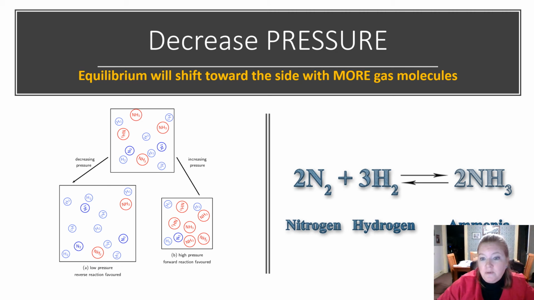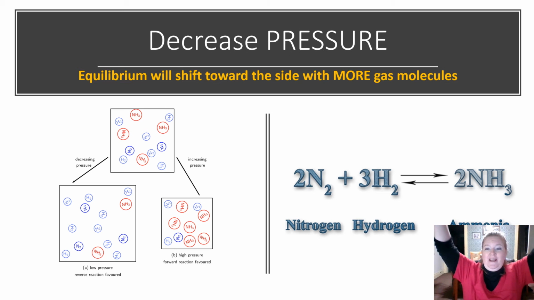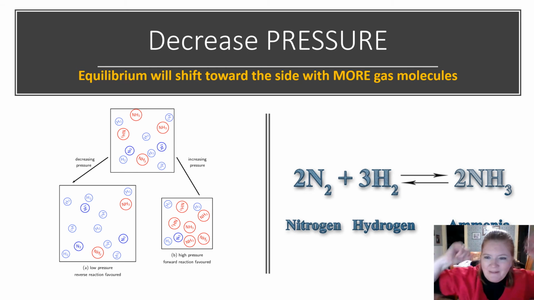So if you decrease pressure, it is going to shift toward the side with more gas molecules, because you decrease pressure, giving lots of space. Increase pressure, itty bitty living space, fewer molecules can fit.